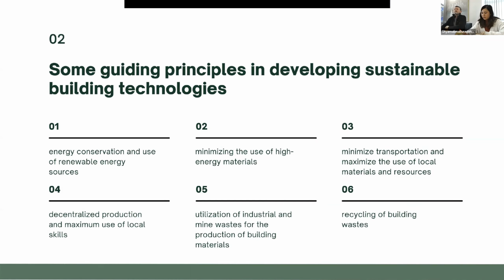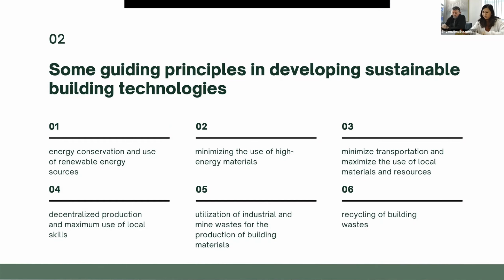Minimizing the use of high energy materials involves reducing reliance on materials that require a significant amount of energy to extract, produce, transport, and dispose of, and instead opting for materials with lower embodied energy and environmental impact. Minimizing transportation and maximizing the use of local materials and resources helps to reduce greenhouse gas emissions and support local economies by sourcing materials and resources from within the local community wherever possible.